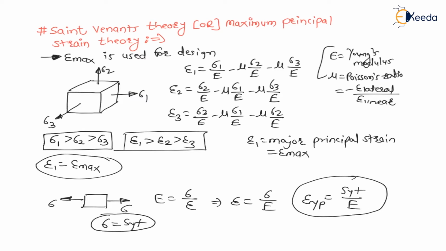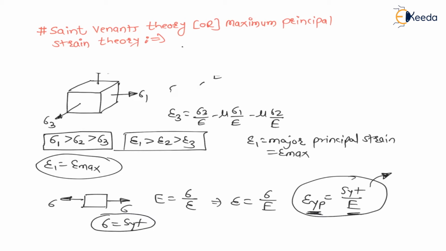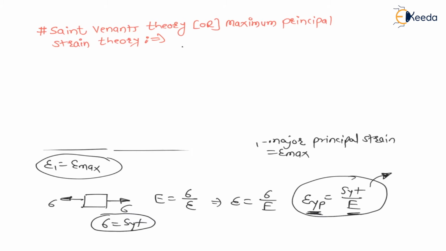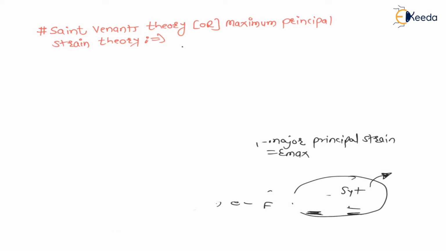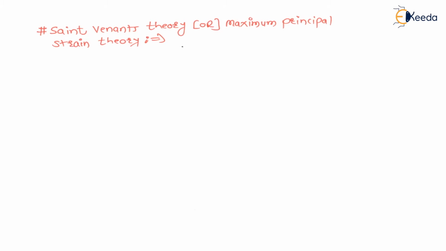Because for ductile material, yield point is considered as a design point, or yield point is the strength of ductile material. Therefore, as this is a theory regarding strain, at yield point we have to calculate strain also. Strain at yield point is equal to SYT divided by E. Now we will see how to use this theory for ductile material and brittle material, but we will see ductile material as of now, because in brittle material the deformation is very less, therefore the strain in brittle material is very less. Therefore the theory generally we have to define for ductile material.